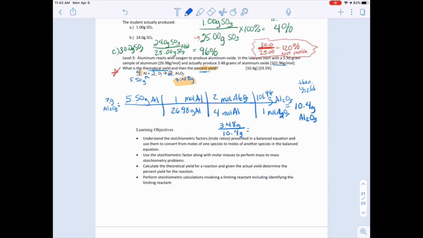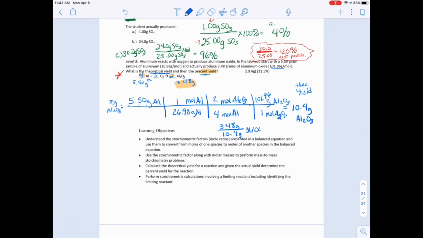So 3.48 divided by 10.4 grams gives us, oh yeah, don't forget times the 100%. I got 33.5 on this one. So kind of a low percent yield, but it is what it is.